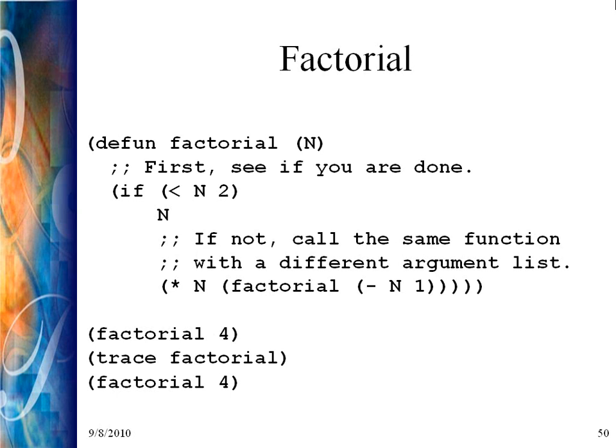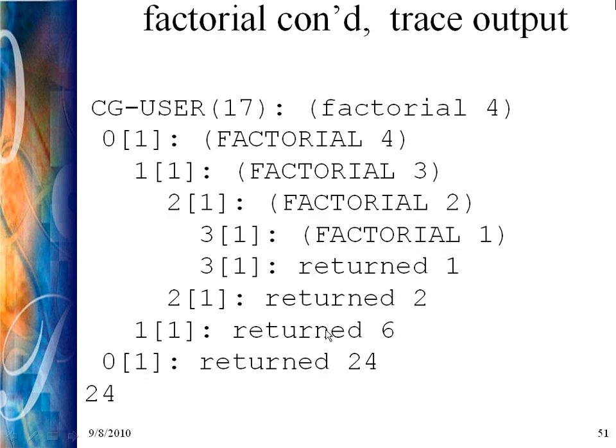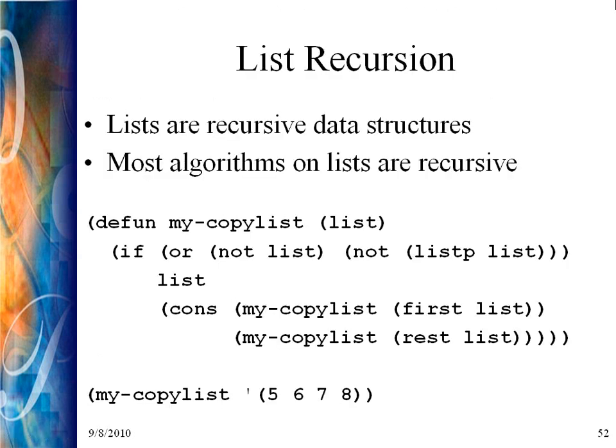You define the factorial. Remember, the factorial of a number, of an integer, is that integer multiplied by all integers smaller than it down to 1. So factorial of n, if n's less than 2, you just return n. If not, you call the same function with a different list. You multiply factorial of n minus 1 times n. And factorial of 4 calls factorial of 3, calls factorial of 2, calls factorial of 1, which returns 1, which returns 2, which returns 6, which returns 24. Factorial of 4 is 24.